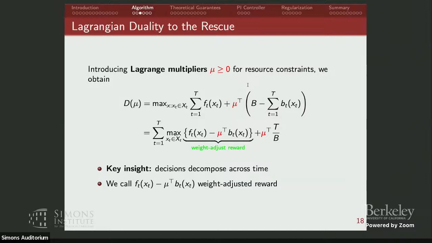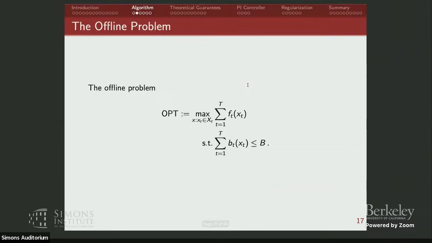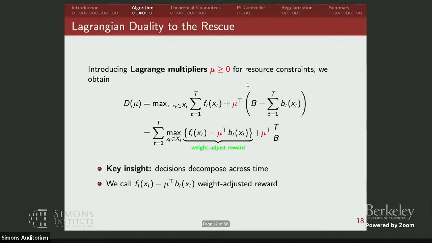What I mean by that is, in the original problem, the decisions are correlated because of the constraint. But if you look at the dual problem, now you are able to exchange the order between the max and the summation. Now, if you look at this maximization problem, the decision variable is only x_t. It's not all of the x_t, it's only one single x_t. It's decomposed over time, okay?